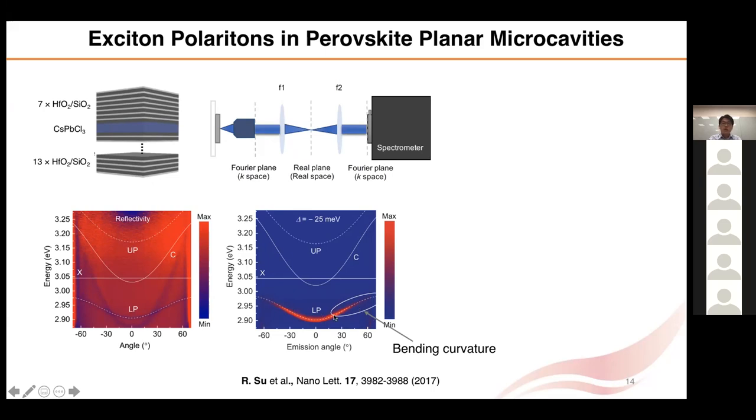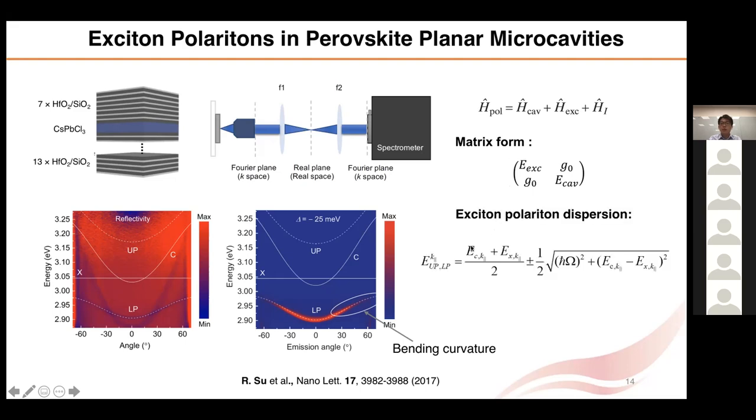So to analyze those dispersions, we can write the Hamiltonian in the matrix form, where the first term here shows the energy of the exciton state and this one shows the cavity mode, while the G represents the coupling strength between the exciton mode and the cavity mode. So by solving the Hamiltonian, we can derive those exciton polariton dispersions. By fitting those experimental data, we get this very large, robust splitting energy of around 270 meV at room temperature.